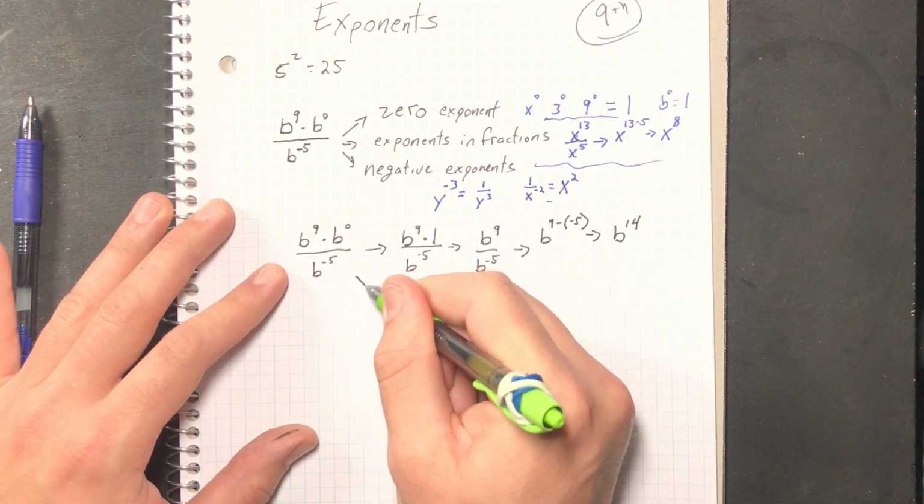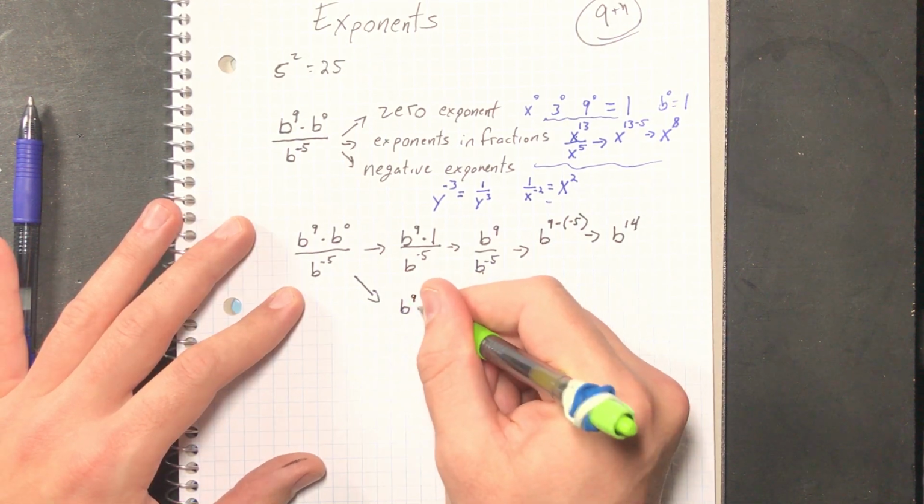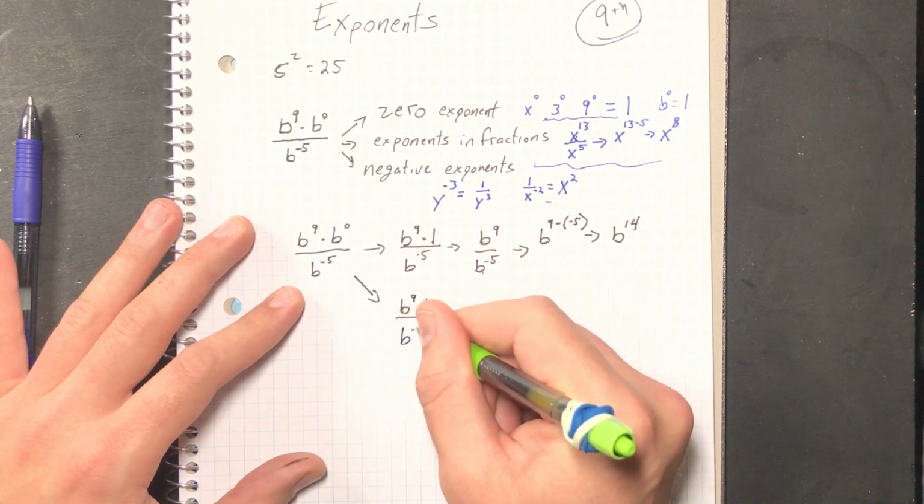The second way that you can do this, you're going to get b to the 9th times 1 all over b to the negative 5th.